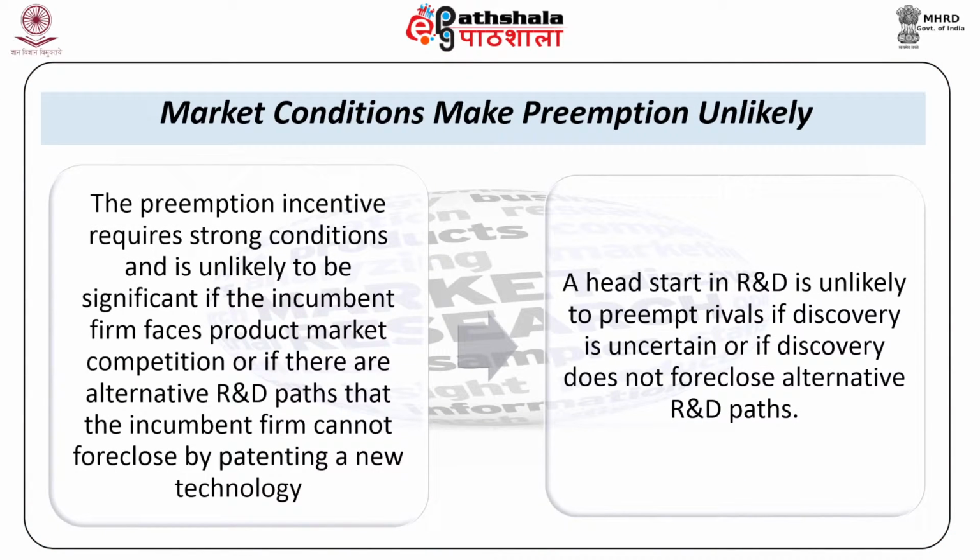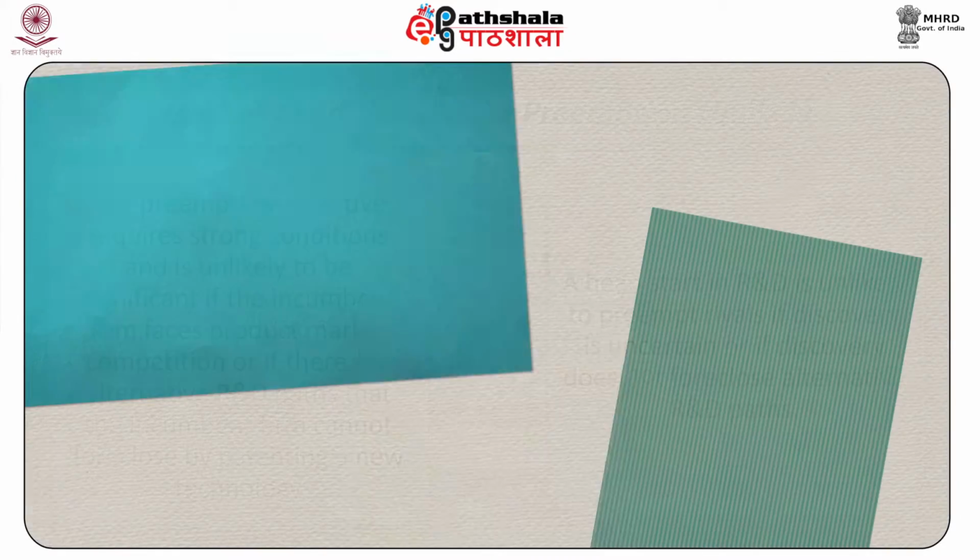Market conditions make preemption unlikely. The preemption incentive requires strong conditions and is unlikely to be significant if the incumbent firm faces product market competition or if there are alternative R&D paths that an incumbent firm cannot foreclose by patenting a new technology. Moreover, a head start in R&D is unlikely to preempt rivals if discovery is uncertain or if discovery does not foreclose alternative R&D paths. Empirical evidence for preemptive R&D investment by dominant firms is weak.